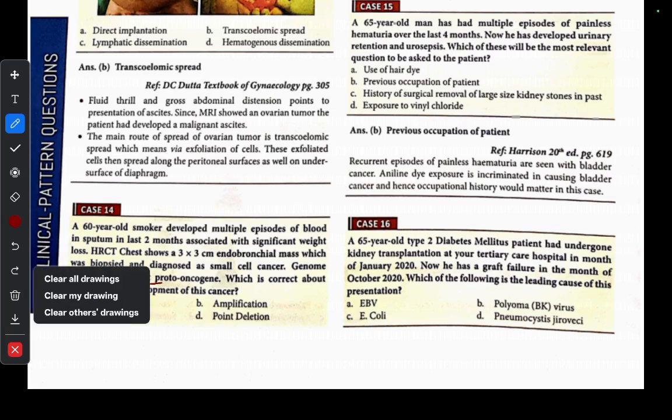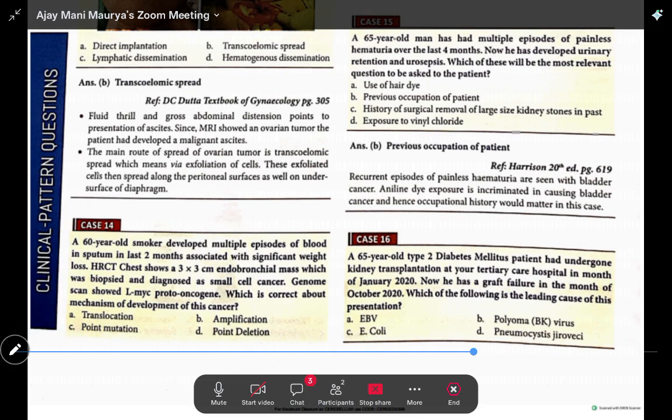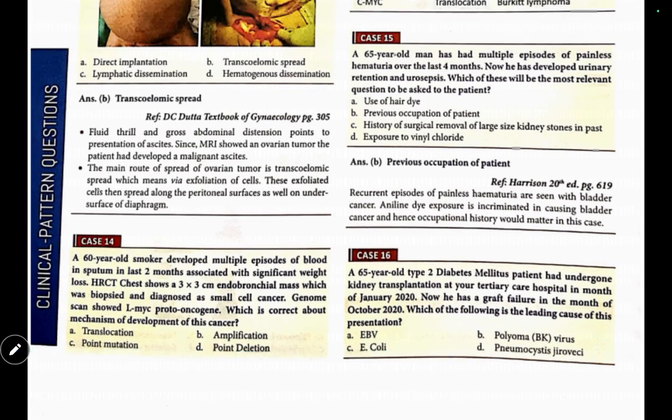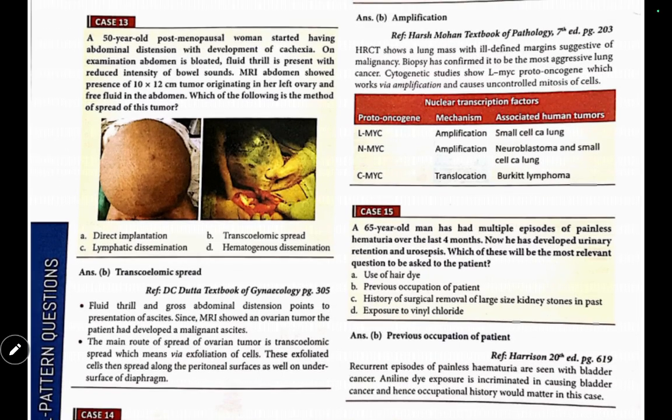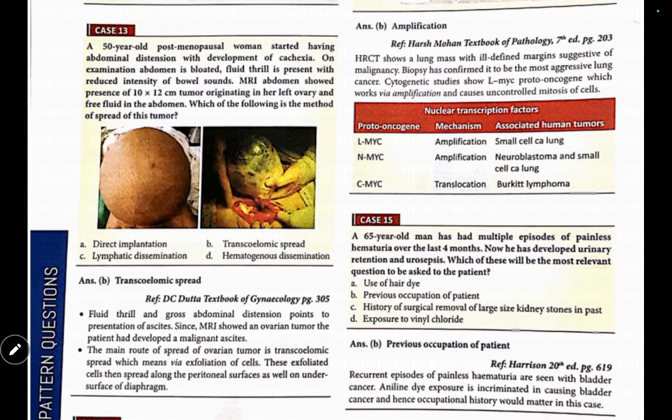proto-oncogene. What is that? L-MYC proto-oncogene, meaning, see here, L for what, amma? Lung, means lung. L for your lung. It is for the small cell carcinoma of the lung. See, this is the proto-oncogene L-MYC. This is very easy. Just remember this one. Okay, this is the L-MYC.